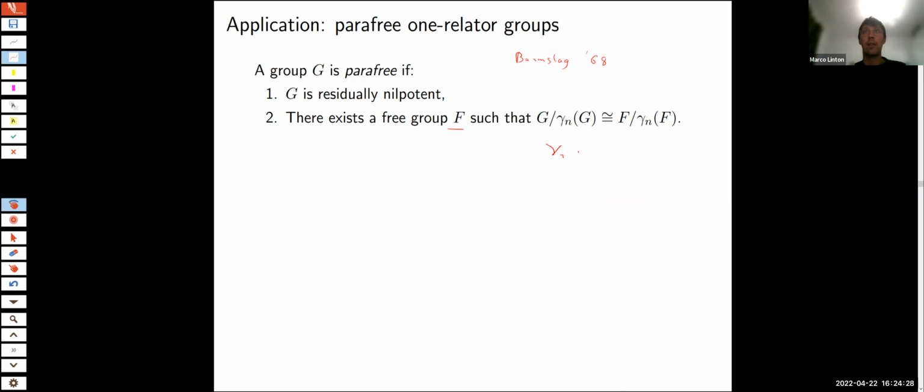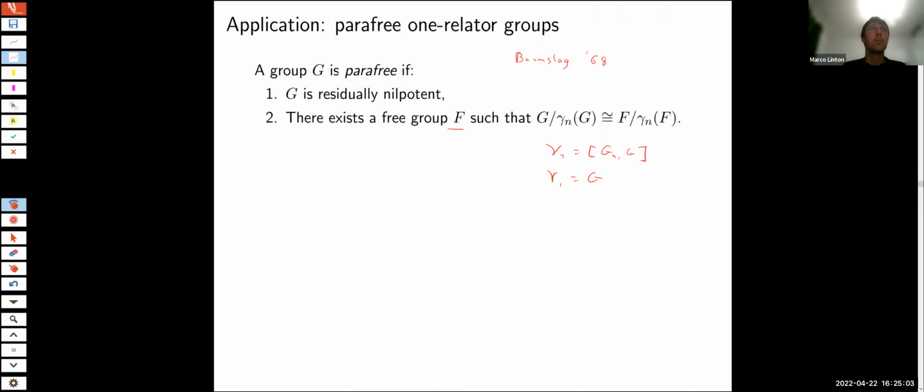these gamma n are defined inductively, right? And G1 is just G. So all these quotients are isomorphic. So essentially it means that all your nilpotent quotients are the same as those of some free group. So if you want to distinguish your group G from a free group by just looking at its nilpotent quotients, you won't be able to because they're all the same.